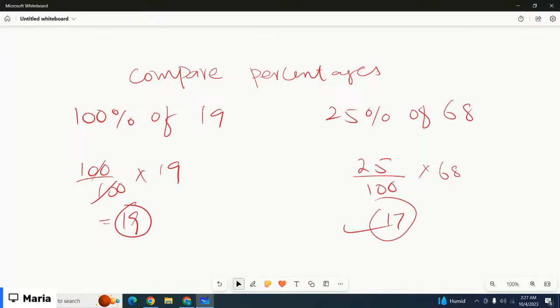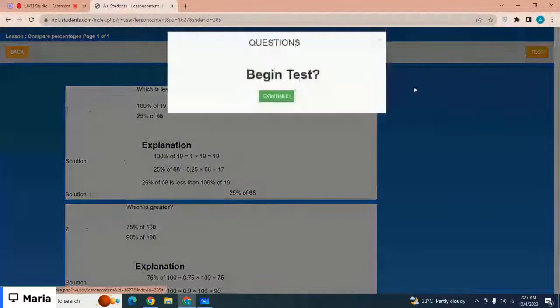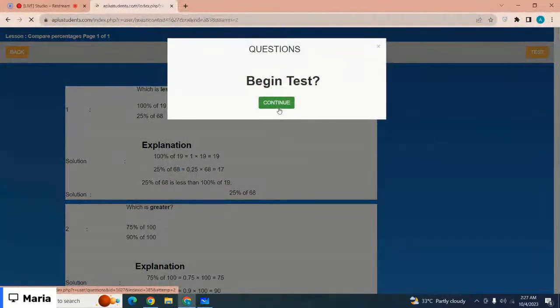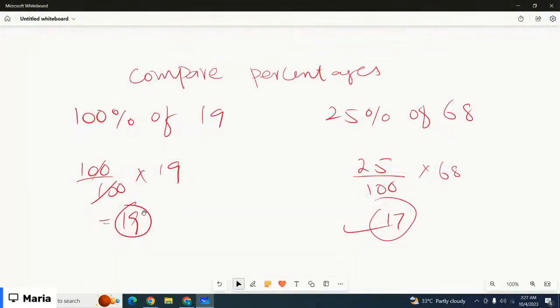So whenever you have to compare the percentages, just simply calculate the values of both the percentages given, right? The one that has the greater value is the greater one, and the one that has the less value is the less. Let's just start with the practice questions. Okay, 40% of 50 and 20% of 50. Which is less? Okay, let's just calculate.